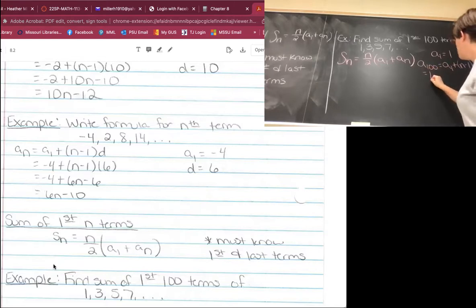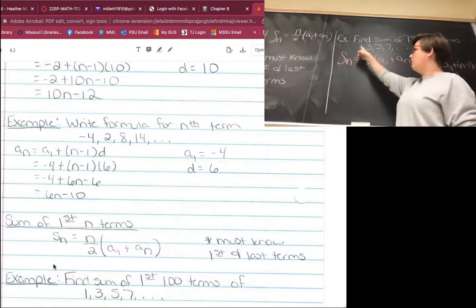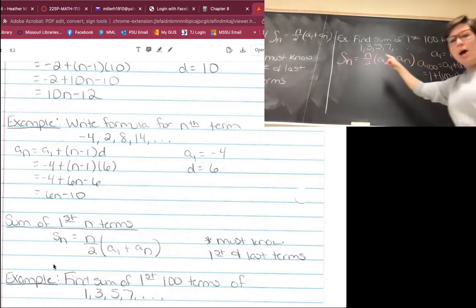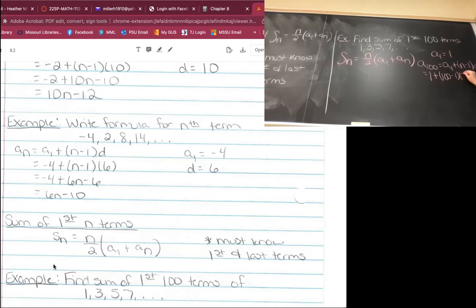Well, our a sub 1 is 1 plus our n minus 1, so that's 100 minus 1. And then our common difference, well, we're going from 1 to 3 to 5 to 7, so we're going up by 2 every single time. So our common difference is 2. So that equals 1 plus 99 times 2, which equals 1 plus 198, which equals 199. This is the 100th odd number. So that's our 100th term.